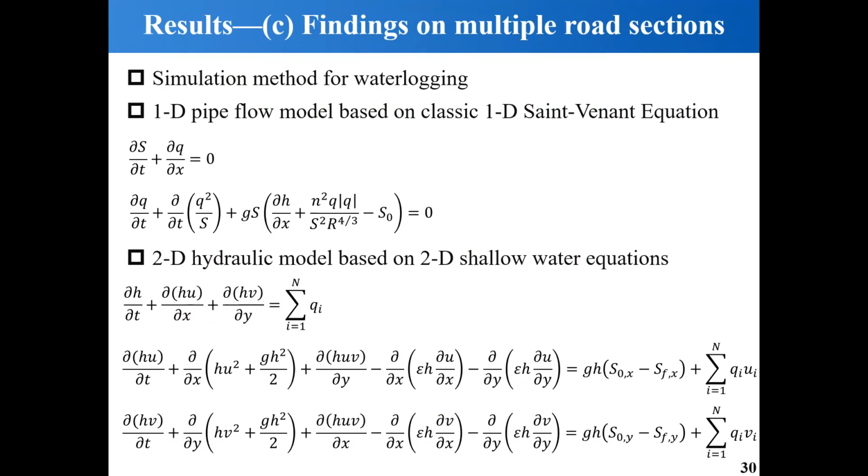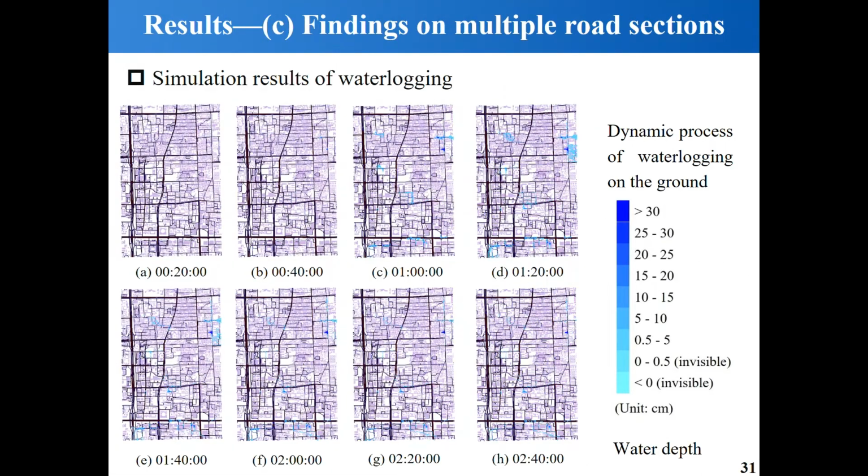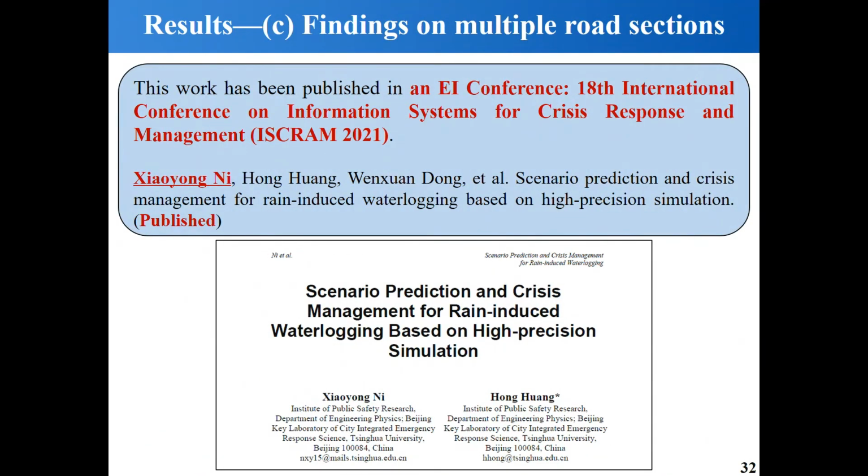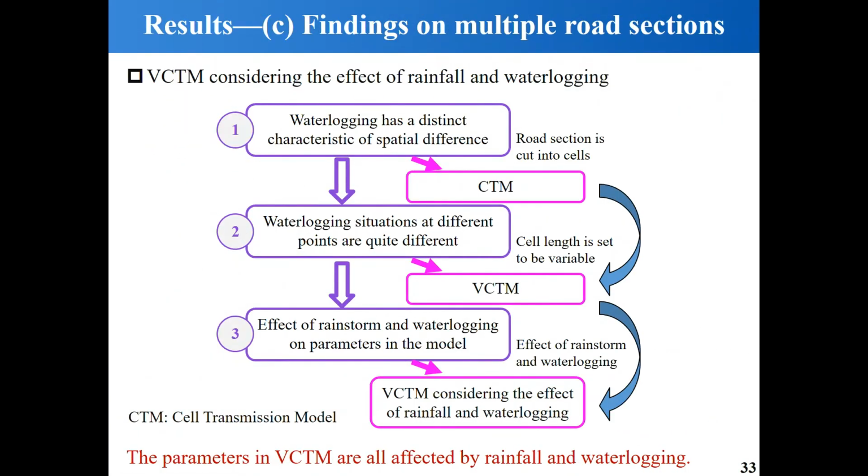One pipe flow model and a 2D hydraulic model are proposed here as the integrated simulation tool for the waterlogging. We can find that many waterlogging points are located on the road as a result. This work has been published in an EI conference, ISCRAM 2021. Then we go into the latter part of this section.